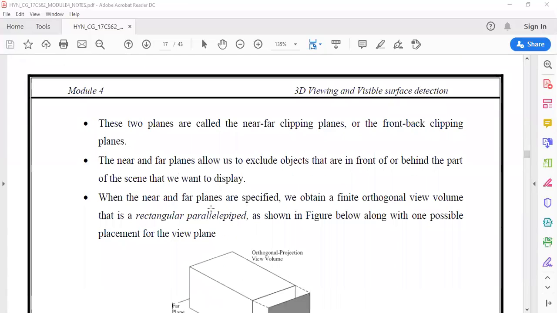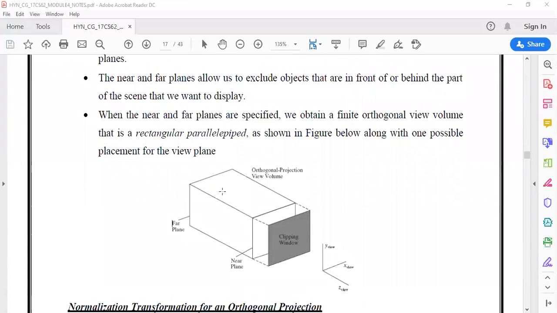When the near and the far planes are specified, we can obtain a finite orthogonal view volume. So with the orthogonal projection, I can obtain an orthogonal view volume. This orthogonal view volume, we call a rectangular parallelepiped, as shown in the figure below.